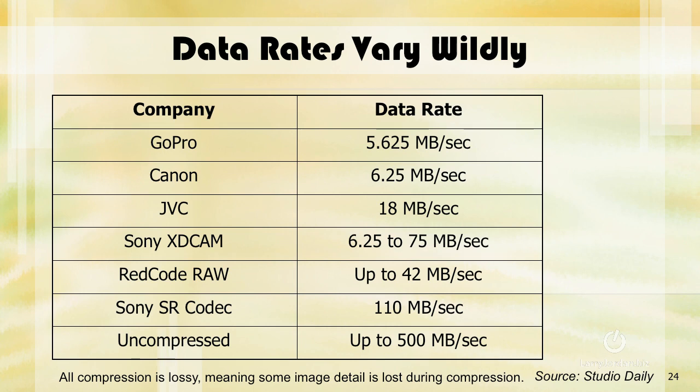The GoPro camera, by the time it's done compressing the 4K image, drives a 12 frame a second image at 5.6 megabytes a second. Canon, using also H.264, is 6.25 megabytes a second. JVC, which is XD-Cam, is 18 megabytes a second. Sony XD-Cam is between 6.2 and 75 megabytes a second. Now there's a range. Red Co-Draw is up to 42 megabytes a second. Sony SR, 110 megabytes a second. And uncompressed, as we've seen, is up to 500 megabytes a second. All compression is lossy, meaning that some image detail or some color information is lost during compression.